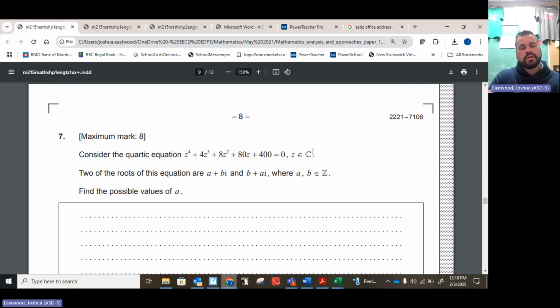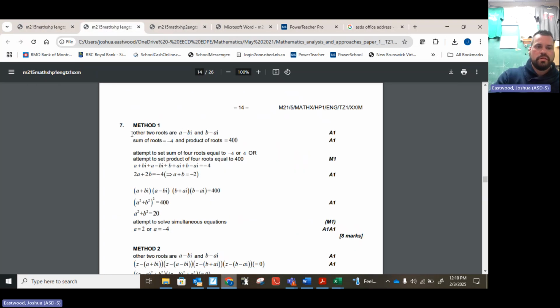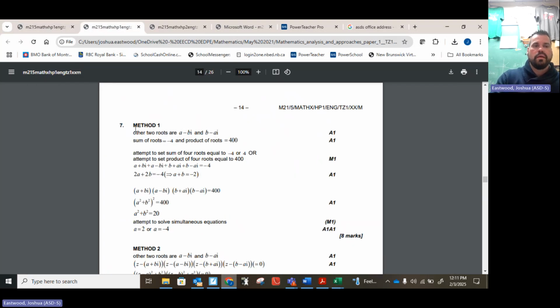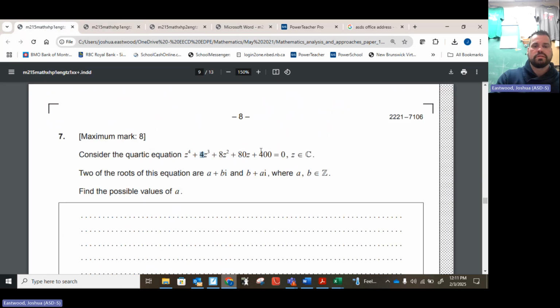So what you know is, because you know 2 of them, you actually know 4 of them, because the other ones are a minus bi and b minus ai. They're the conjugates. So you see there, the other 2 roots are the conjugates. And then what you need to recognize, and we talked about this before, is that the sum of the roots is the coefficient there, but negative. And the product of the roots is this last number, which is 400.